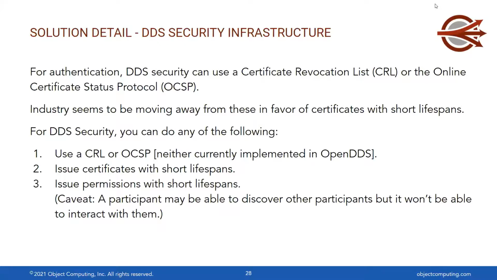Or you could issue certificates with short lifespans, or you could issue permissions with short lifespans. If you choose number 3 exclusively, then a participant could do discovery, but it wouldn't then be able to actually interact, reading or writing samples. So those are all ways of controlling the validity and forcing things to be revalidated by getting new permissions and getting new certificates, and the DDS security infrastructure allows you to do that.